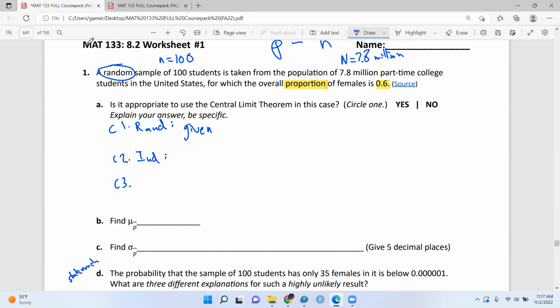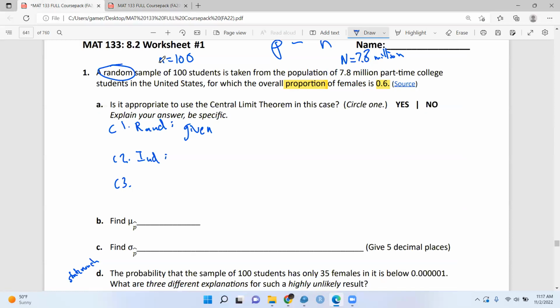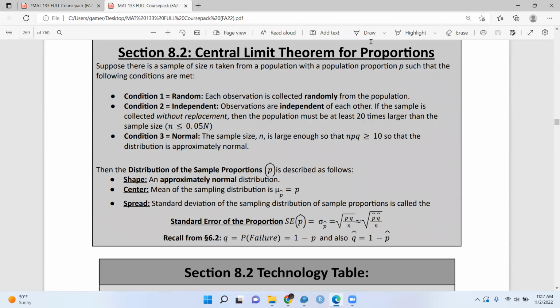Well, let's look at how to show independence. It's either the observations are independent of each other, or if the sample is collected with replacement, they're independent, but it doesn't say with replacement anywhere. It just says 100 students were gathered. So we have to assume this has been done without replacement. So to show that the observations are independent, we have to show that this is true.